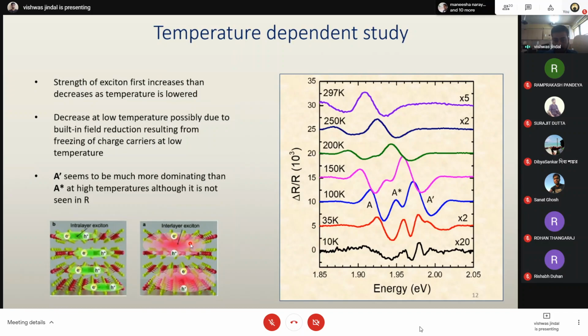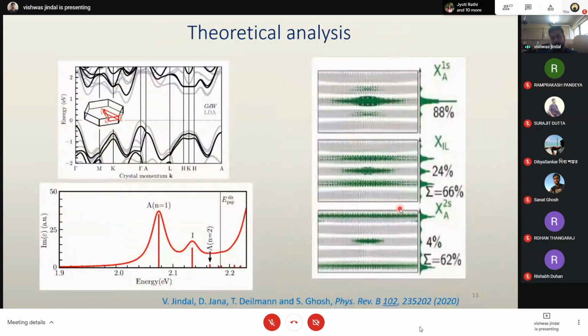And so that is what we wanted to find out, whether this A star is a signature of an interlayer exciton. So that is why our collaborator Thorsten Tillman did some theoretical studies, and we tried to compare our experimental data with those studies. First, you can get the electronic band structure of your material, in our case MoS2, using something known as density functional theory.